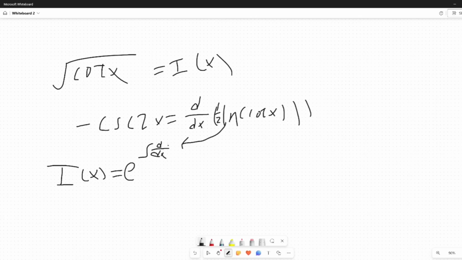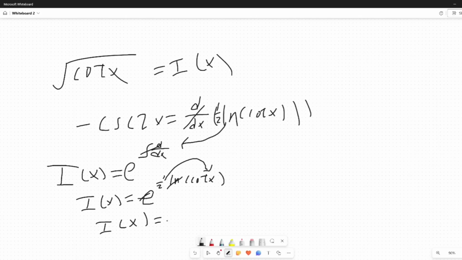So the integral and derivative will cancel out each other, leaving us with I of x equals e to the 1/2 ln of cotangent x. Since this is ln, we can use the property of logs to make this the exponent of cotangent x, and since e and ln cancel out, the integrating factor is cotangent of x to the power of 1/2, which equals square root of cotangent x, and hence shown.